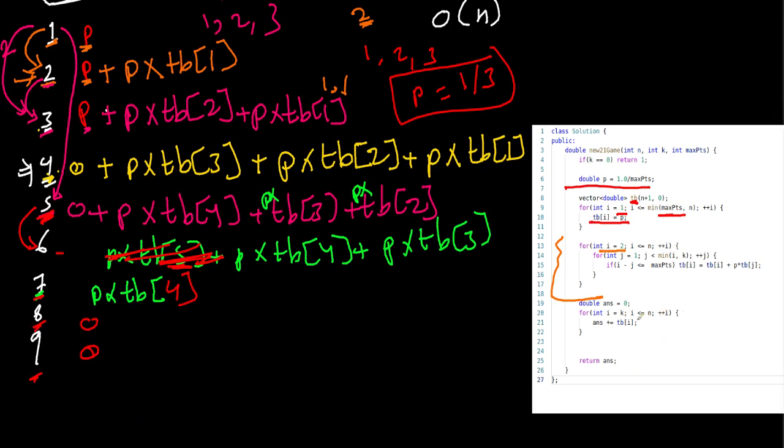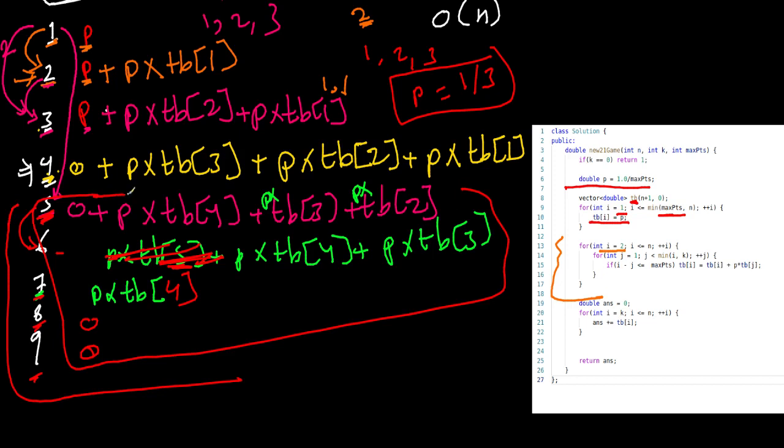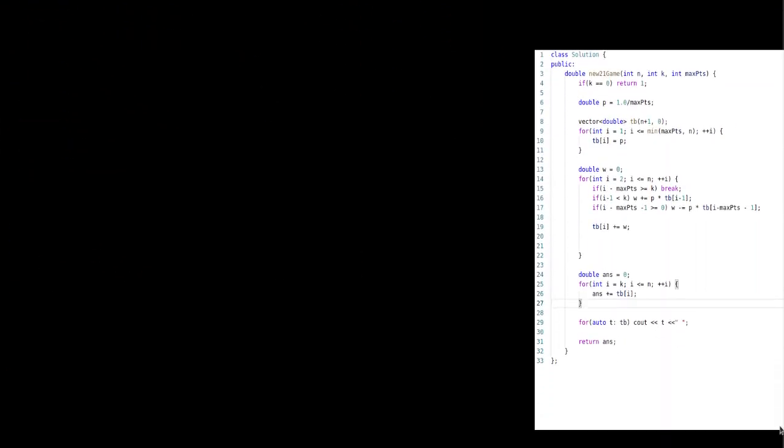The final answer will be all the results from k, which is 5, up to n. So we sum these values here, and that will be the final answer. Now this solution gives TLE because it's n square, and the reason for that is we are iterating. So for example, when we did 4, we went to 3, 2, 1, and we need to avoid this by using a sliding window.